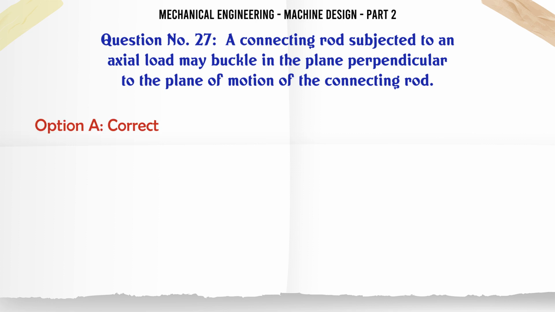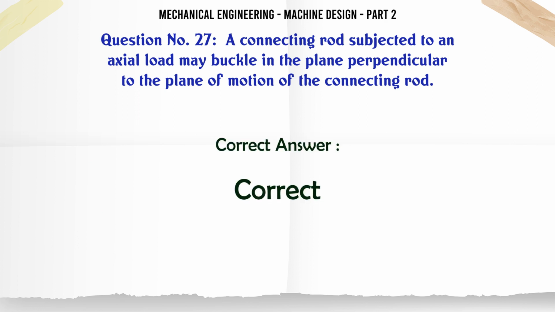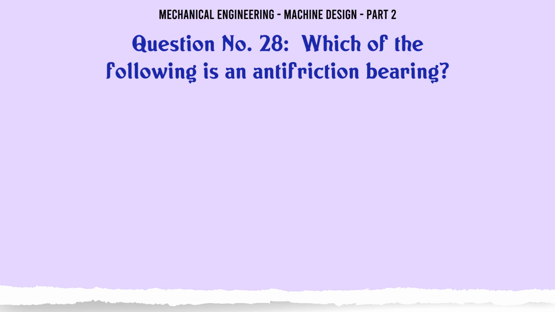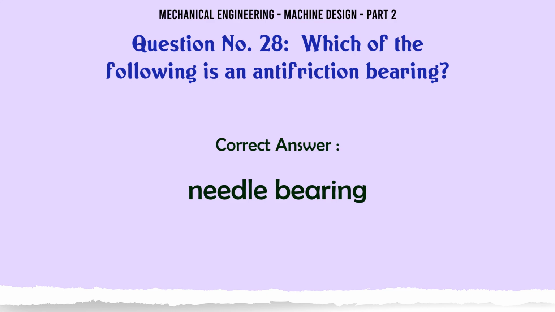A connecting rod subjected to an axial load may buckle in the plane perpendicular to the plane of motion of the connecting rod. A. Correct. B. Incorrect. The correct answer is correct. Which of the following is an antifriction bearing? A. Journal bearing. B. Pedestal bearing. C. Collar bearing. D. Needle bearing. The correct answer is needle bearing.